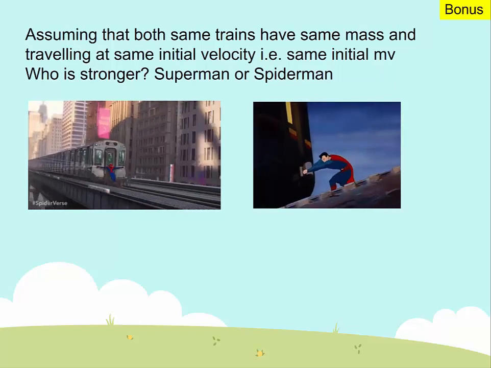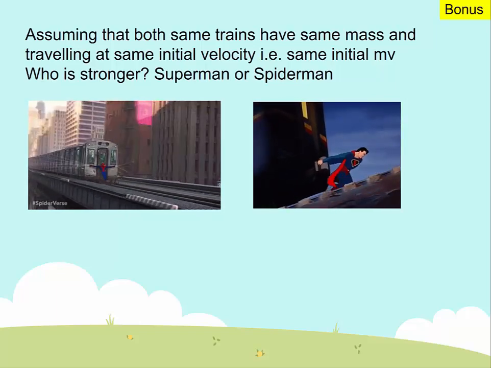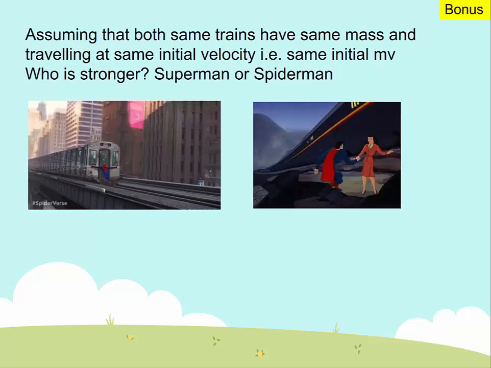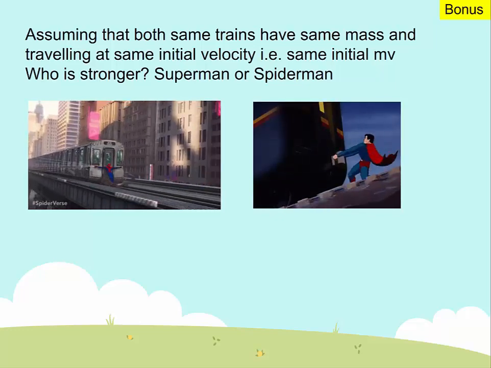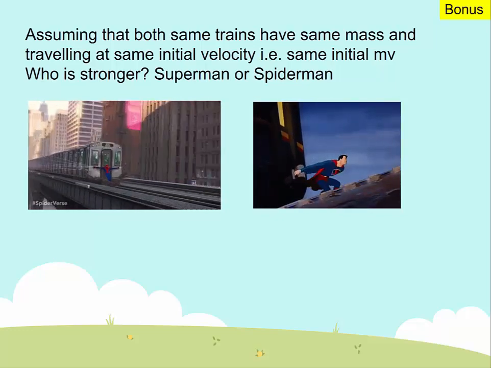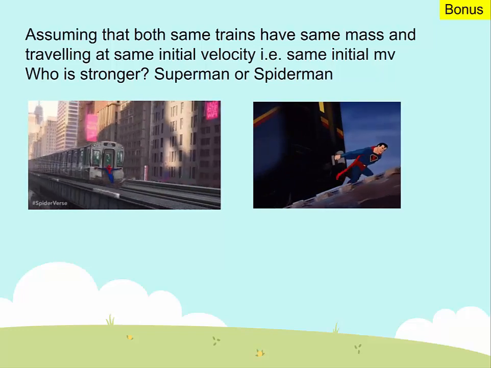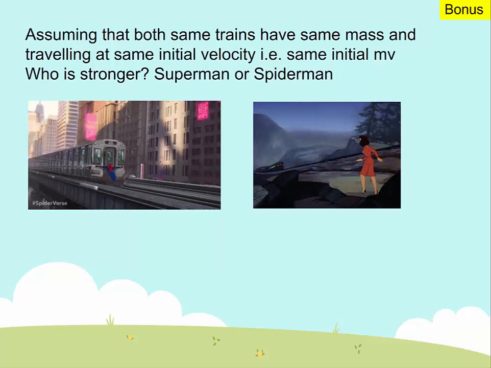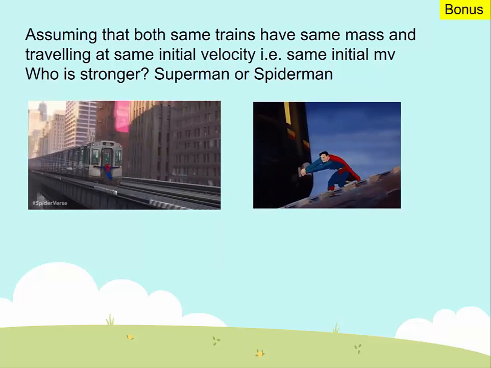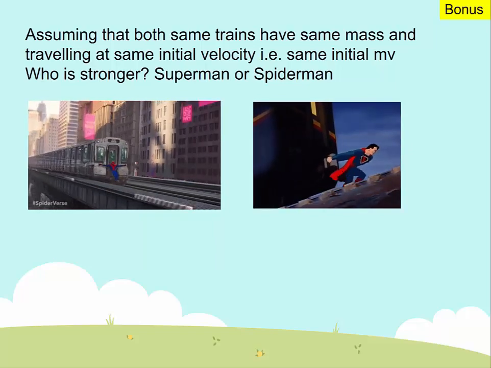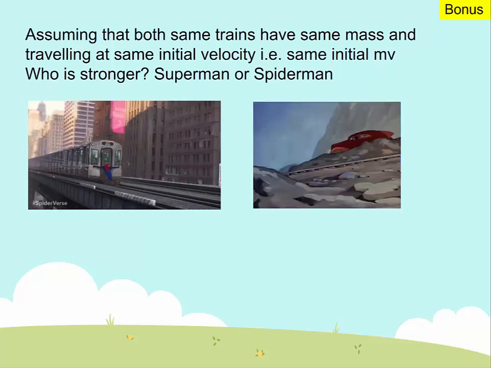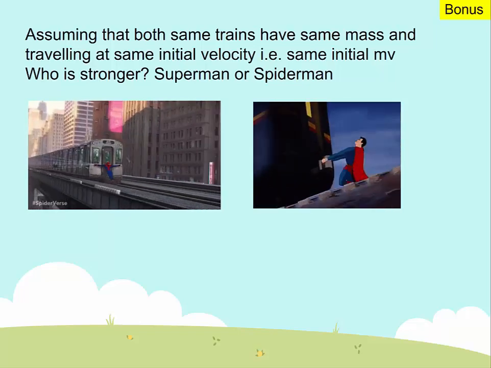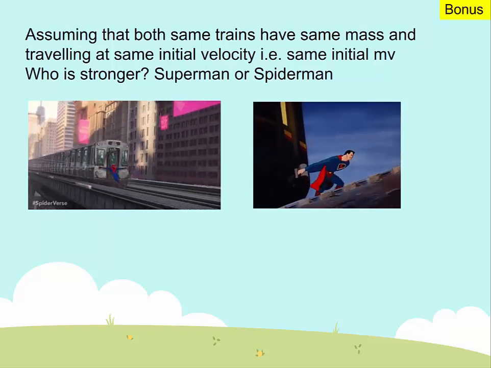Now assume we have two trains which have the same mass traveling with the same initial velocity. Who is stronger, Superman or Spider-Man? You look at the GIF, you can see that Spider-Man is almost being pushed together with the train, trying hard to stop it. Whereas Superman actually stops it rather quickly.